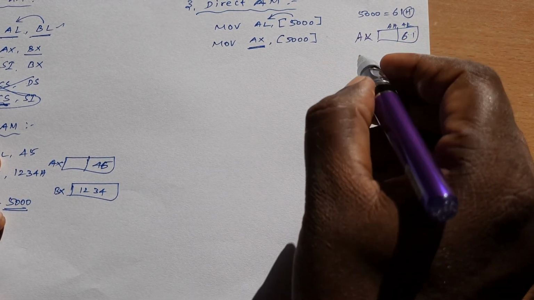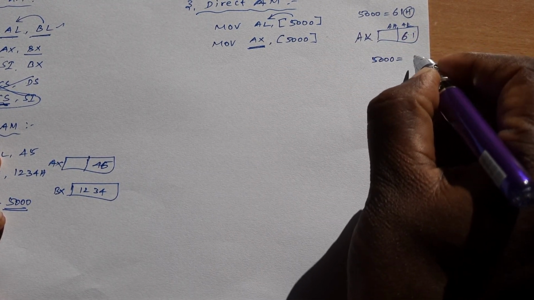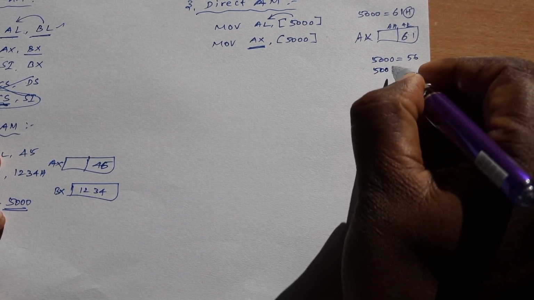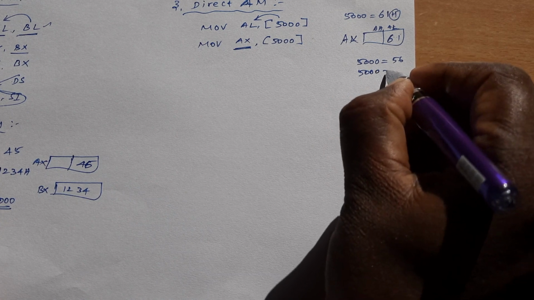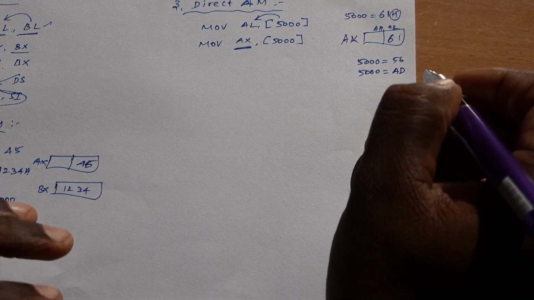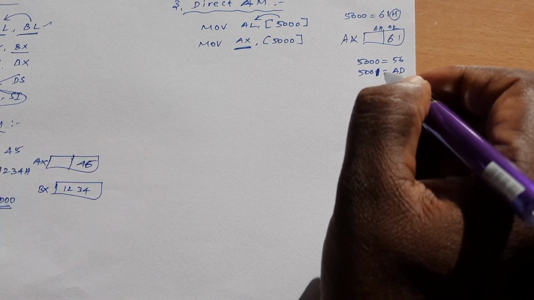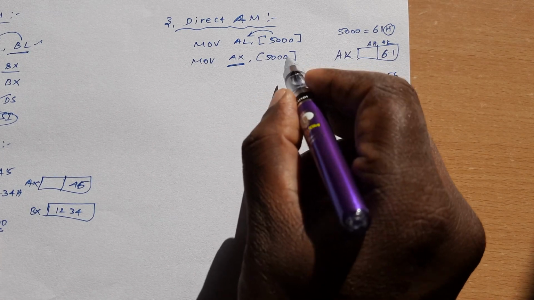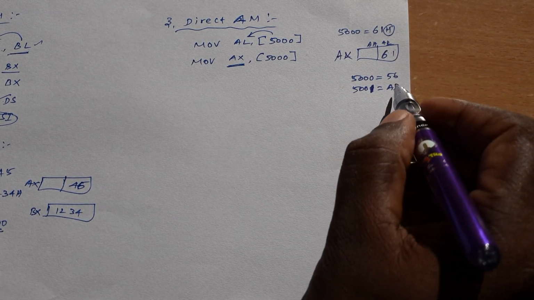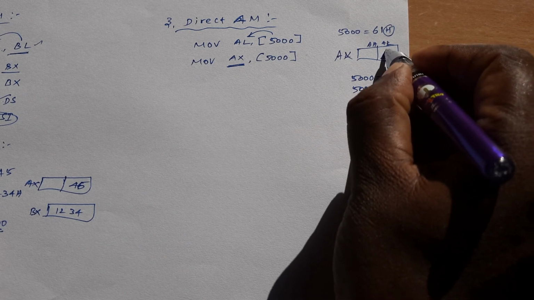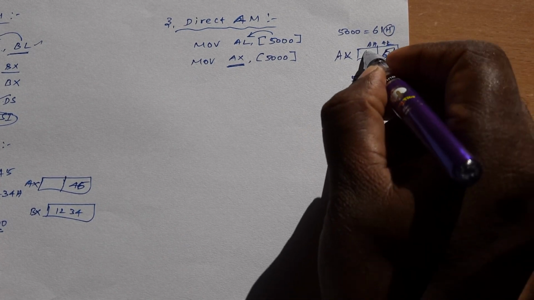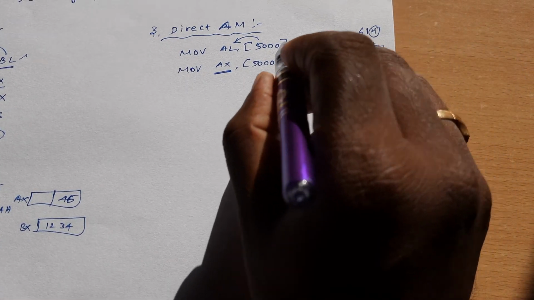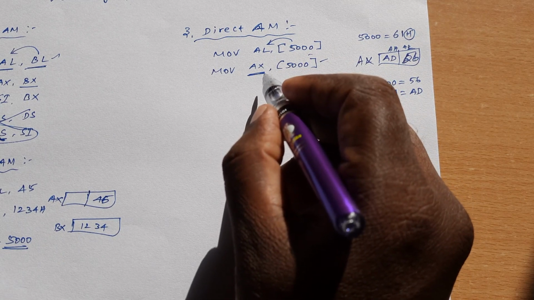But now what will happen? Say an example, I have the value 56 in 5000, and the next one I have AD in 5001. So what happens now? Actually, after the execution of this instruction, the values 56 and AD, 56 is moved to AL and AD is moved to AH, because here AX is a 16-bit register.